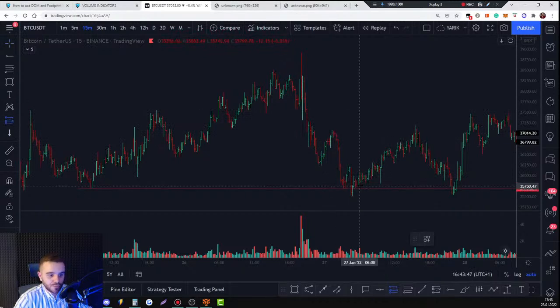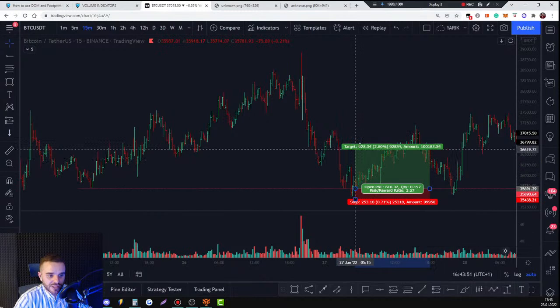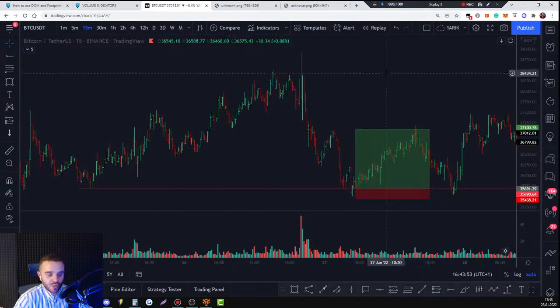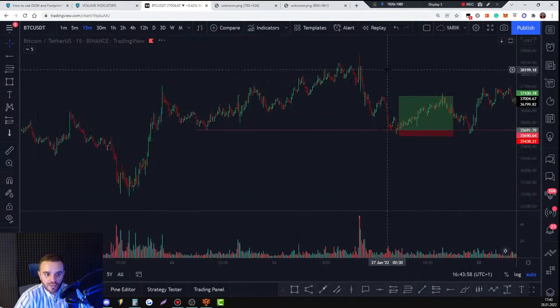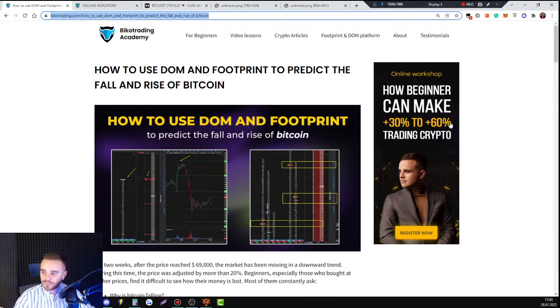And imagine if you had taken this false breakout, the risk reward in this case was 1 to 5.7. I think it's really beautiful. That's how DOM and Footprint will help you. Okay, friends, ask your questions, please.